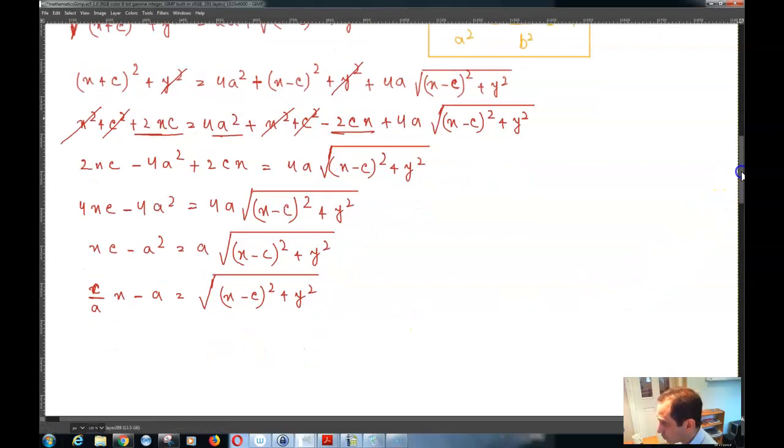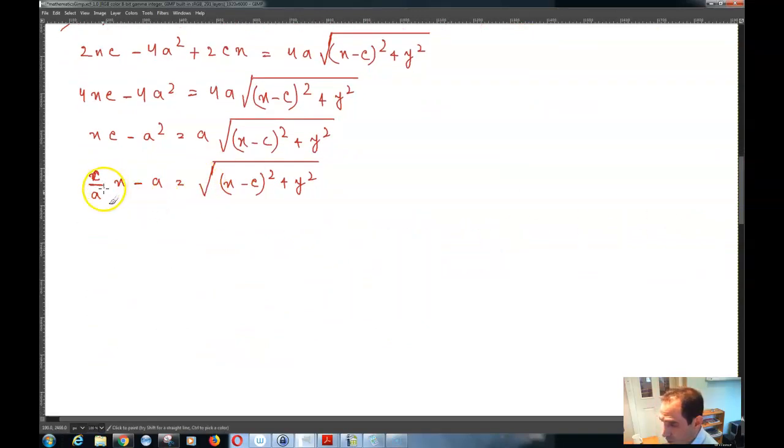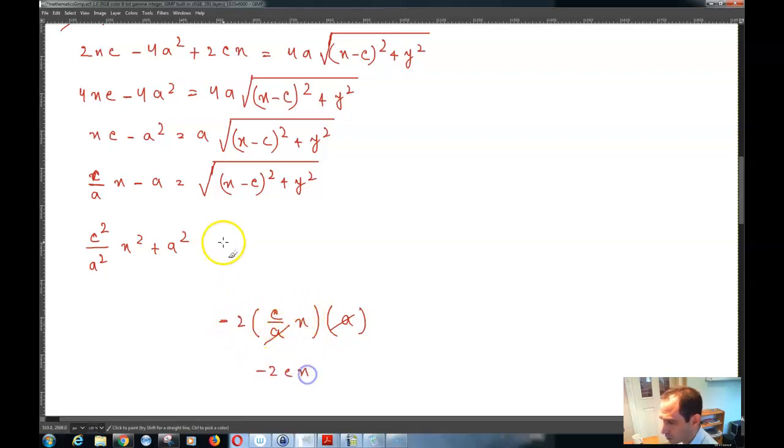And now if I again square both sides of this equation, I will get C squared by A squared times X squared plus A squared, and then I have negative 2 times C by A times X times A, and these two will cancel out. Negative 2CX, negative 2CX is equal to X minus C whole squared plus Y squared.